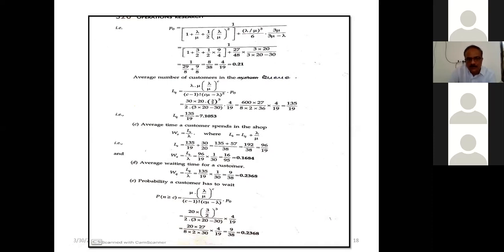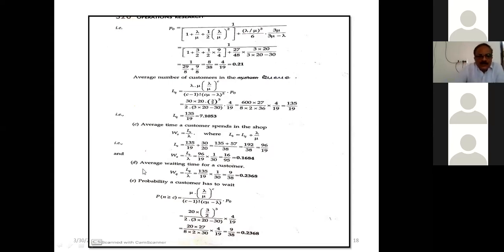Length of the system is equal to LQ, 135 by 19, plus lambda by mu, that is 30 by 20. So it will be 96 by 19. Then WS is equal to LS upon lambda, that is 96 by 19 divided by lambda, or multiplied by 1 by 30, because lambda was 30. So the time a customer spends in the system is 0.1684.